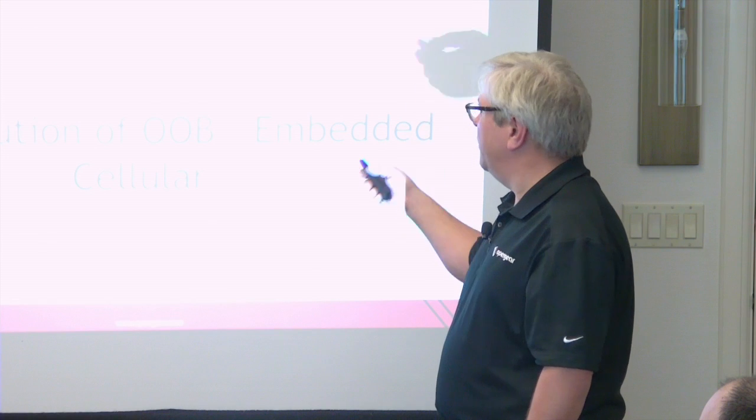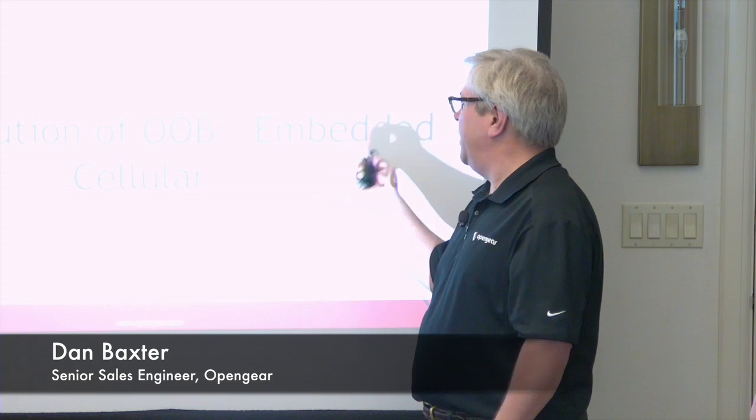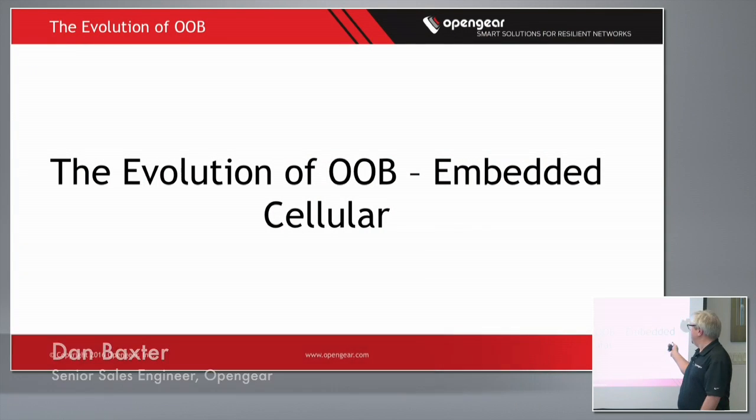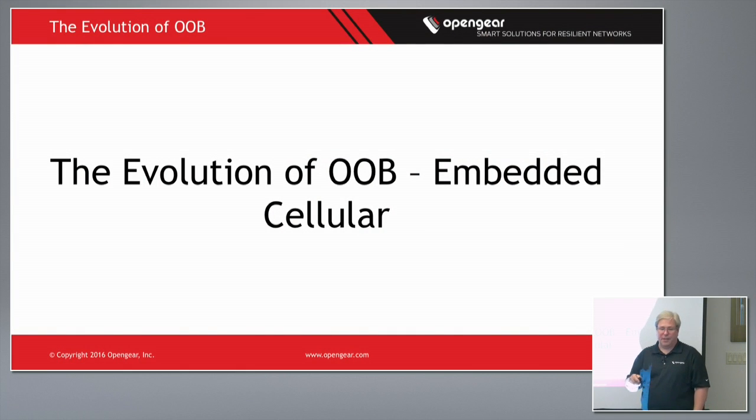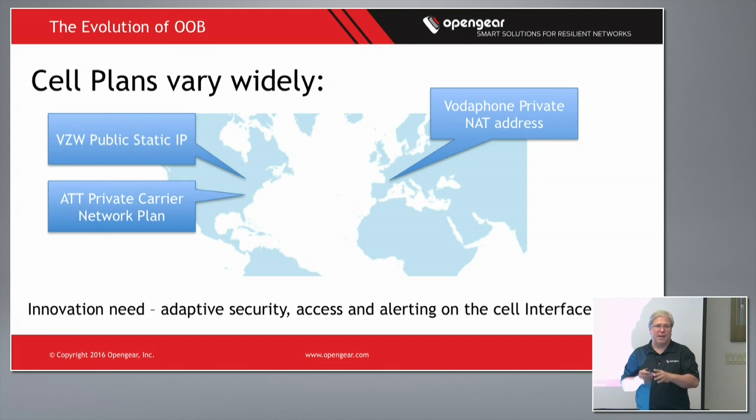The second area of evolution of out-of-band we've been experiencing is embedded cellular. We've had embedded cellular now for about 5-6 years, I think. We started with 3G, we've gone to 4G, LTE, and we're working towards LTE and X. But more importantly, there's a whole host of software settings and features behind the embedded cellular, because the most important takeaway is that it's not an on-off thing.